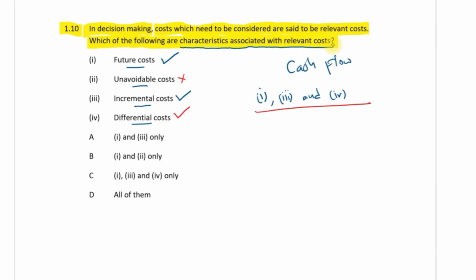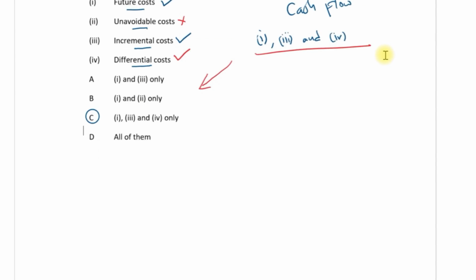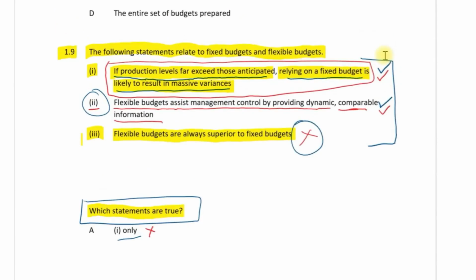Do we have this anywhere there? Let's check. Yes, we do. And the answer is C. So these are the answers that would have given you full marks for question one.